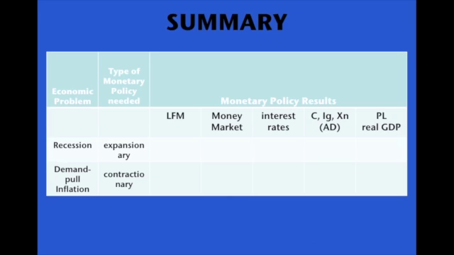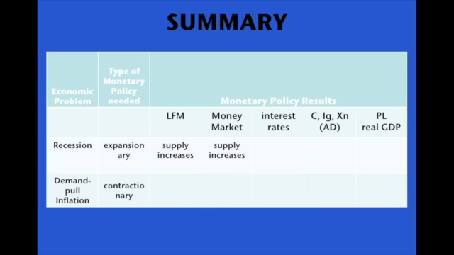The results of monetary policy on each of these graphs then, here's a chart that does the summary of it. Expansionary policy, supply of loanable funds increases, supply of money increases, and therefore interest rates decrease, causing C, I, G, and Xn to increase, which will cause AD to increase, which increases price level and real GDP.